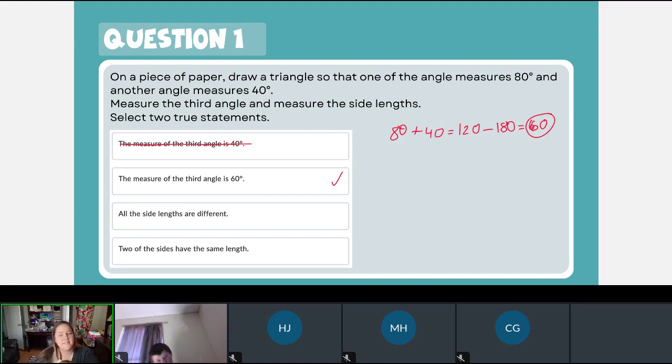The third one says all side lengths are different. That is also true because all of our angle measures are different. So those 2 are your correct answers for number 1. In your paper, write number 1. The measure of the third angle is 60 degrees. And also, all the side lengths are different. So again, for number 1, you're going to be selecting 2 different answers. I'll give y'all just a minute to write that down, and we're going to move on to number 2.